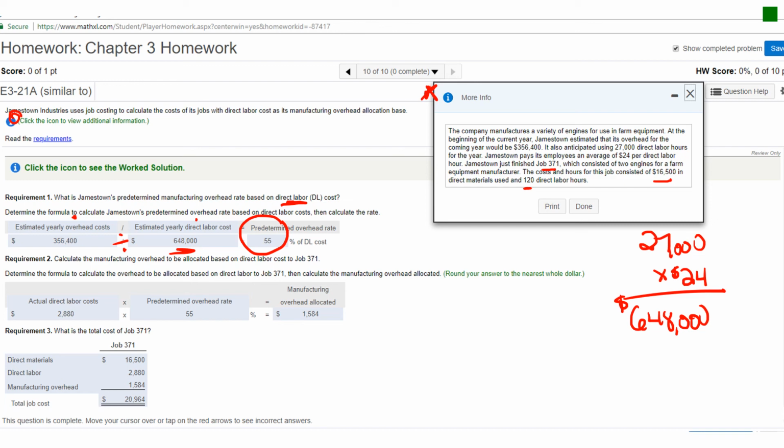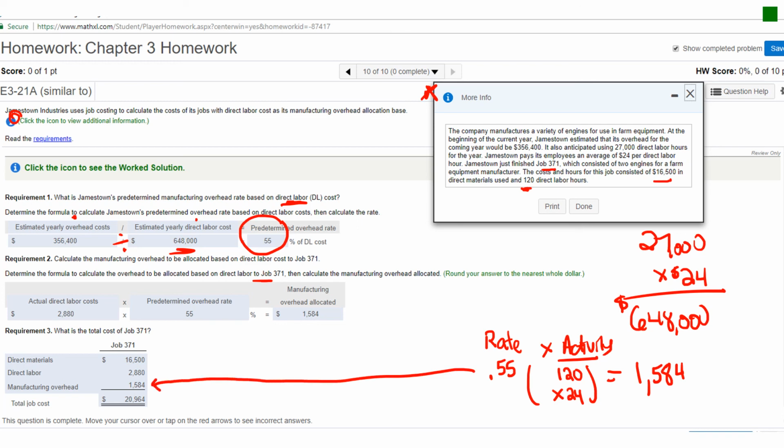Now, the second part, to get the cost of the job, once you get the rate, you're going to have to allocate that. So the rate, which is, again, I'm going to write this as a decimal, 0.55, you're going to have to multiply that by the activity. Well, the activity, which is direct labor hours, it says up here 120 direct labor hours, but you're going to multiply that by the direct labor cost. So the activity is going to be the direct labor hours multiplied by $24. And once you take that rate times your actual direct labor cost, that's going to give you your allocated overhead, which is 1,548. So you notice down here in the job, that's going to be your product cost number 3.